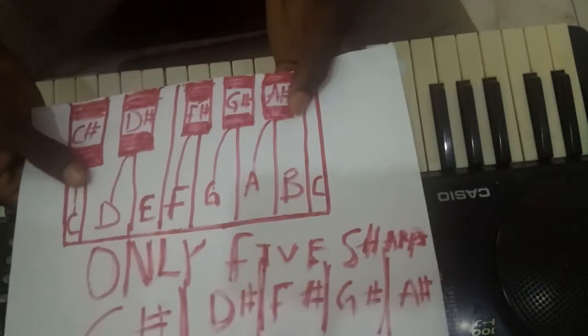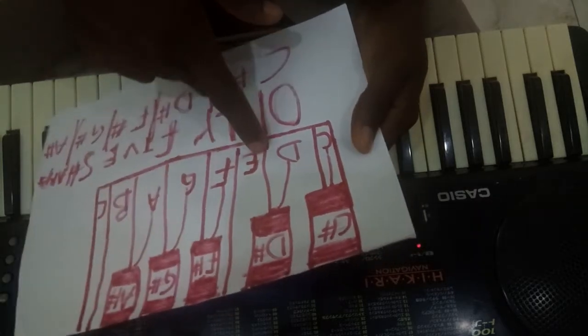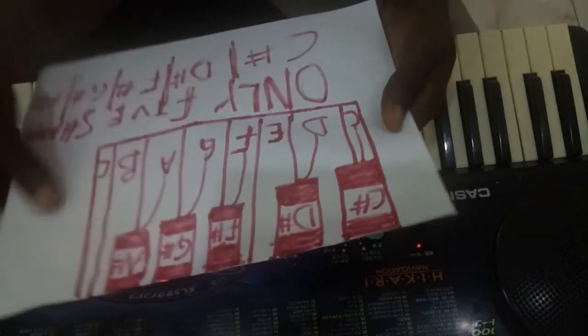You can see this is the sharp key only. Hope you're seeing it. This is the sharp key only. Okay, let me do it like this. This is the sharp key. This is C sharp. This is D sharp. E does not have a sharp. F sharp. G sharp. A sharp. B does not have a sharp. Then C again. We'll go back to C.